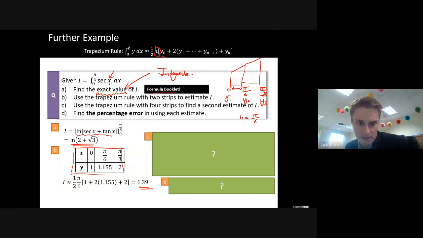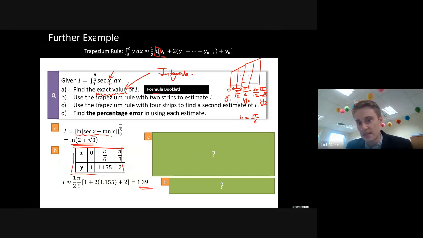Let's have a look what happens if we use 4 strips. So 1, 2, 3, 4. Yep. So pi over 6, half of that would be pi over 12. And then this one here would be 3 pi over 12. Okay, that's what the third one will be.